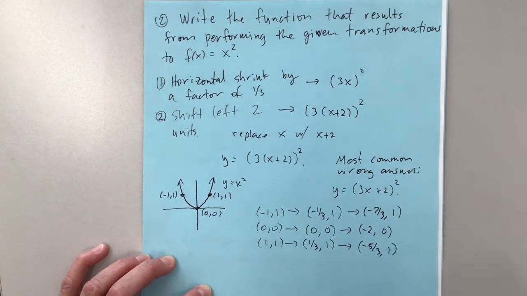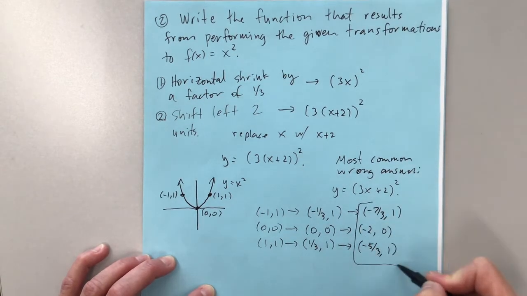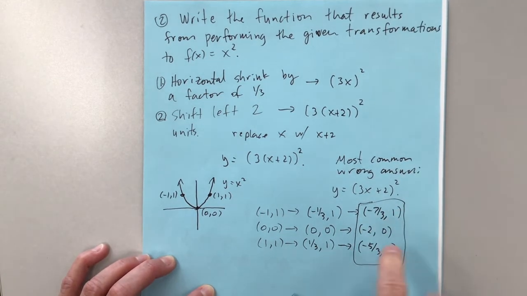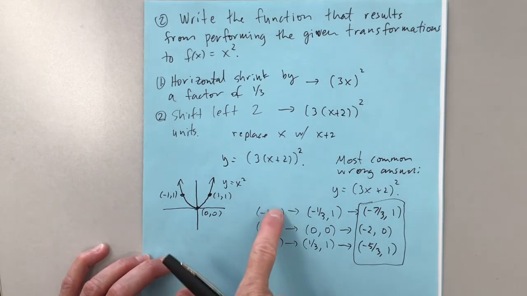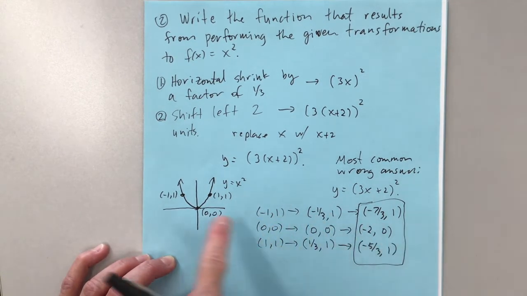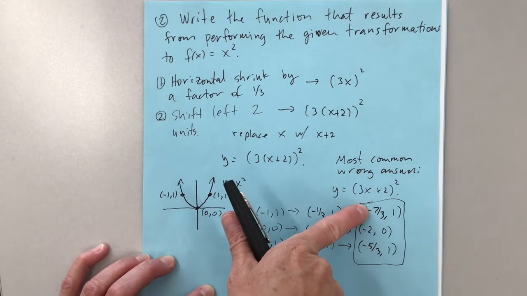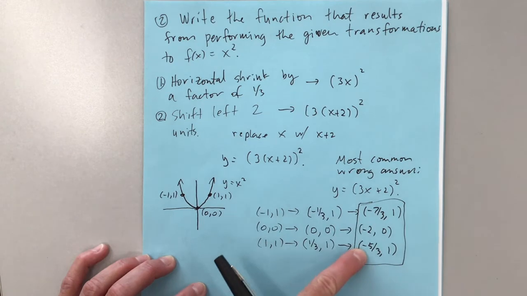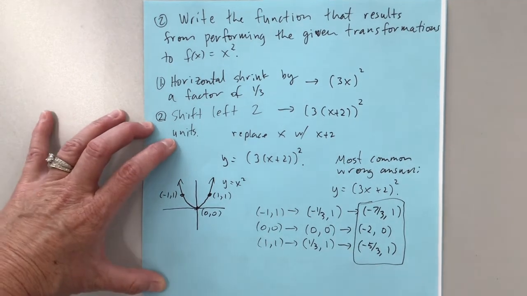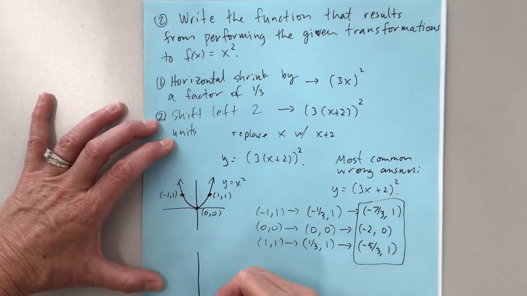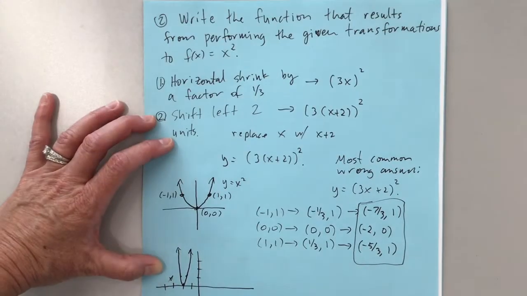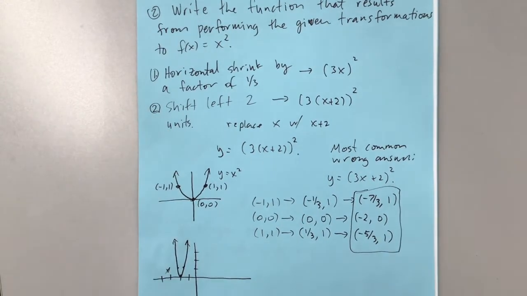All right, so these 3 are new points. And they're going to be connected in the same way that these 3 original points were connected. So the point negative 1, 1 went to 0, 0, went to 1, 1. So that means this first one goes to this middle one, goes to this last one. So let's actually graph that. All right, so that is what our new function's graph looks like.